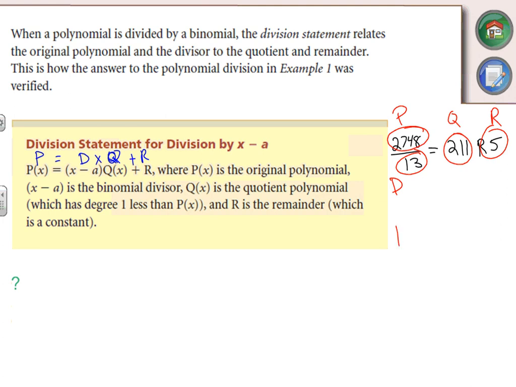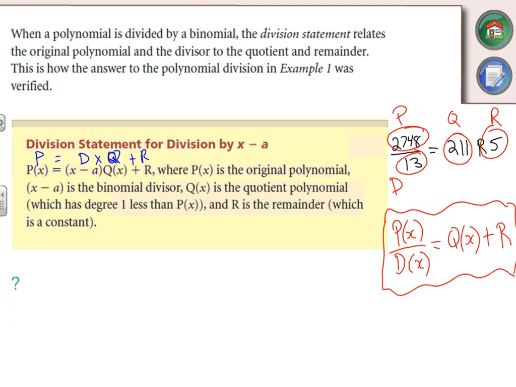We're going to say our polynomial, with x as the variable, divided by the divisor, is equal to the quotient, with x as the variable, plus the remainder. And sometimes that remainder could have an x in there. For the ones that you're going to see, probably not. But that is a secondary division statement.